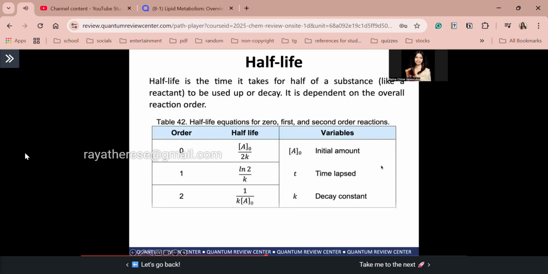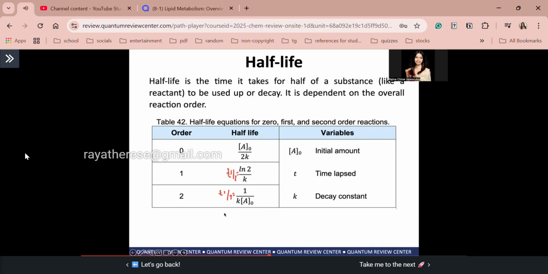So again, guys, here are the half-life equations for zero, first and second order reaction. So for a zero order reaction, half-life, t1/2 is equal to A naught over 2k. So it is dependent on the initial amount. Okay? For the first order reaction, it is equal to ln2 over k. So again, this time we have a constant half-life, diba? And for second order reaction, it is equal to 1 over k A naught.